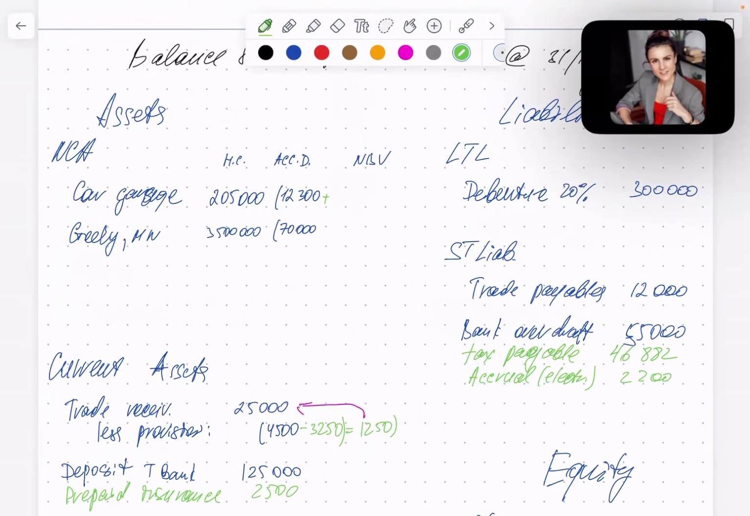20, yes, 20 and a half, that would lead to 172,200 of net book value for garage, and we have to add here 68,600, and the net book value for Geely, the only one Geely, would be 3,361,400 rubles. Okay.